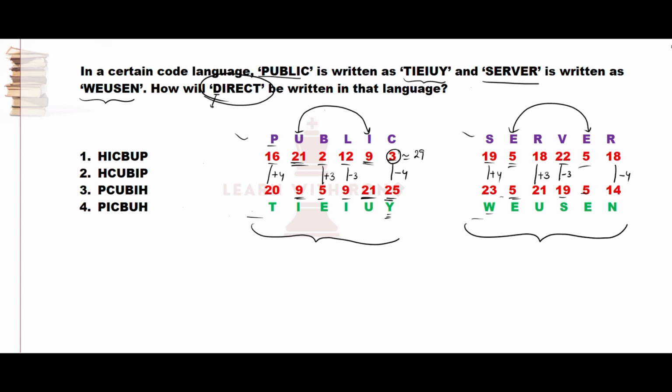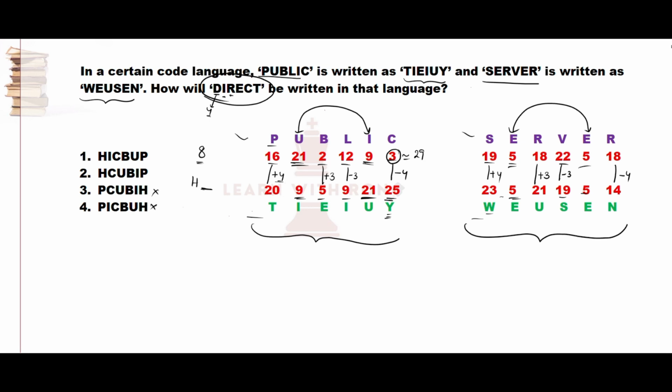Corresponding value of D is 4. For the first letter, they added 4. So if I add 4 to the 4, 4 plus 4 is 8. Corresponding letter is H. We got two options eliminated. Now see the next letter. Here the interchanging. So I leave space for the second letter.